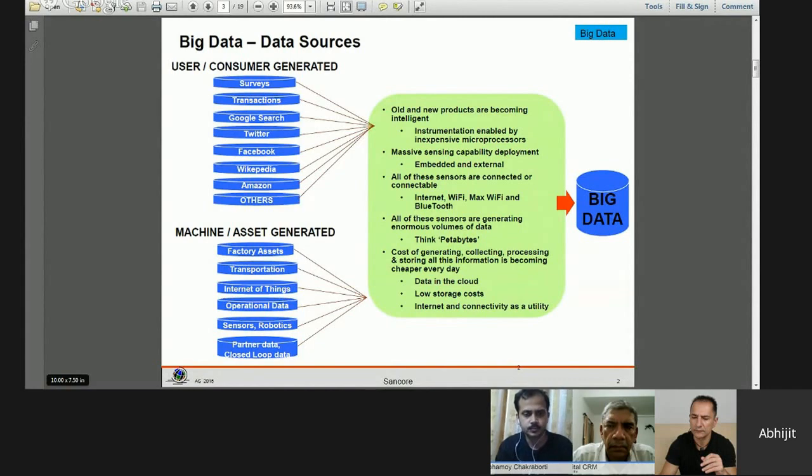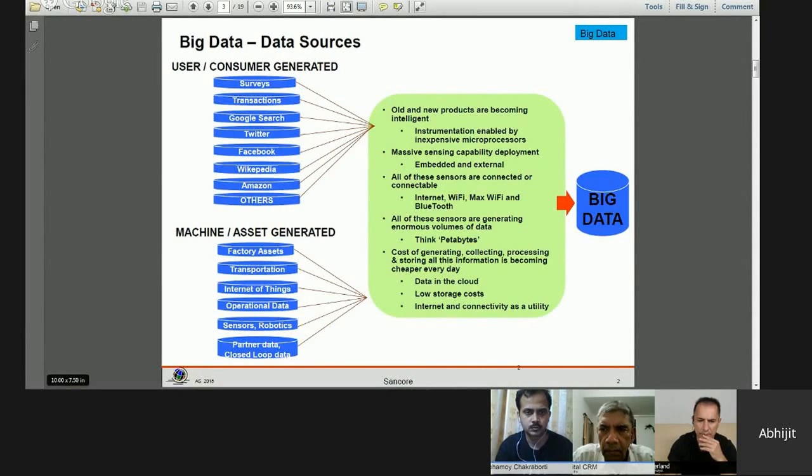Now, when you look at machine and asset-generated data sources, you have things like factory assets and transportation, like whenever you buy a ticket, or whenever, say, an aircraft takes off, all the data from the 4 Rolls-Royce engines on the Airbus essentially starts transmitting. To the extent that if you take an elevator in a high-rise building, there is data being generated as to what's the load on that elevator, which floor it stops at, what the time of day is, and if there are any failures on the elevator, etc. All the data is being generated. Then there's obviously the Internet of Things.